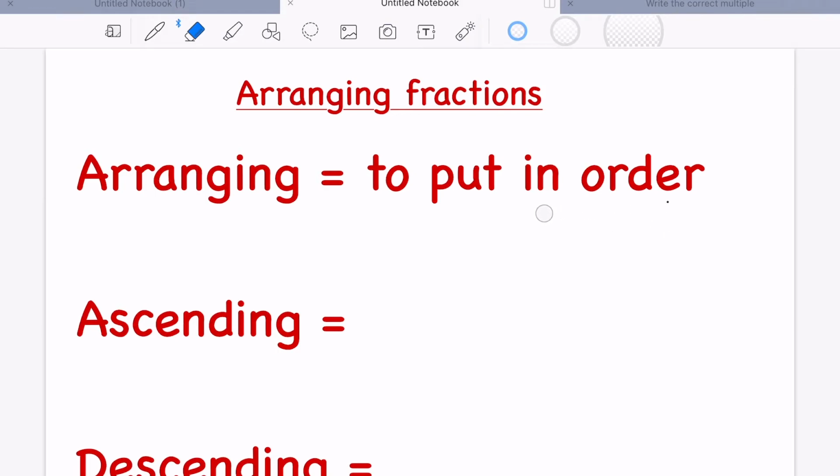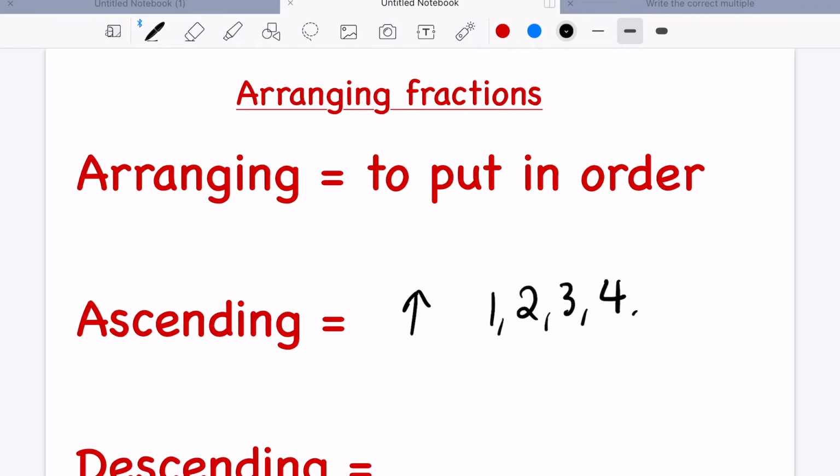It says ascending or descending. Do you remember those words? We've learned those words before. Ascending. Does it mean going up or down? Ascending means going up. So we go 1, 2, 3, 4, 5, right?